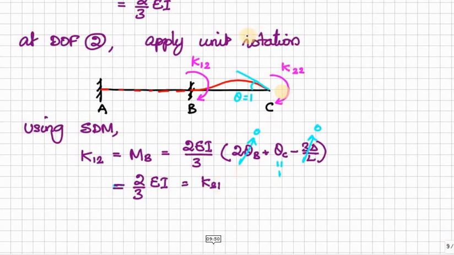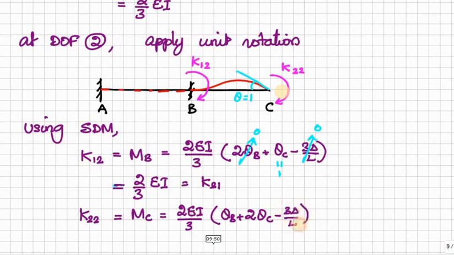Now calculate K22. So K22 is nothing but MC. MC is equal to, again using the slope deflection equation, 2EI by L, L is equal to 3, into 2 theta C plus theta B, theta B is equal to 0, theta C is equal to 1, then minus 3 delta by L, delta is equal to 0. Therefore, here we get 4 by 3 EI.